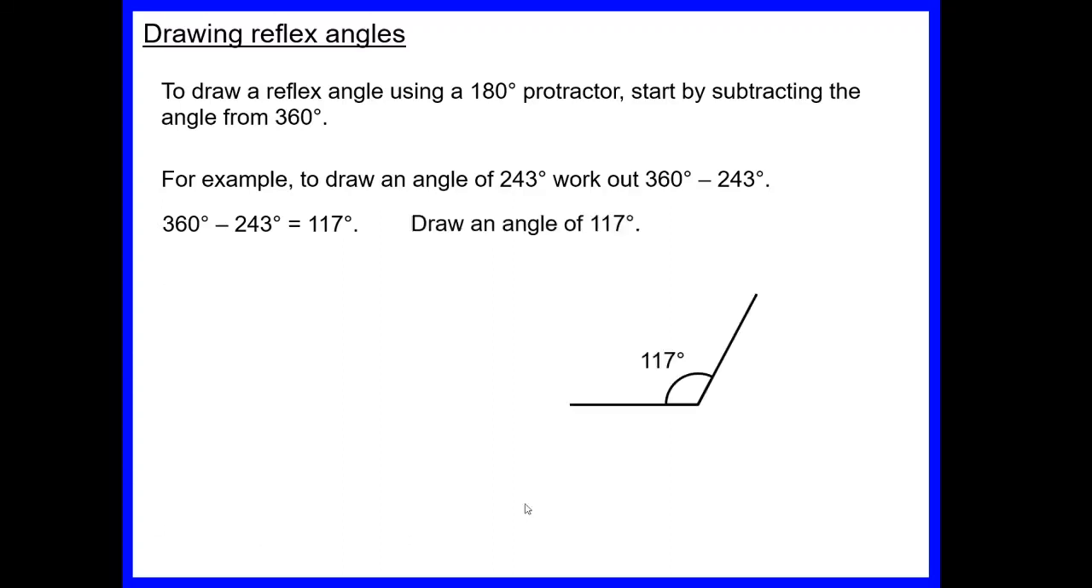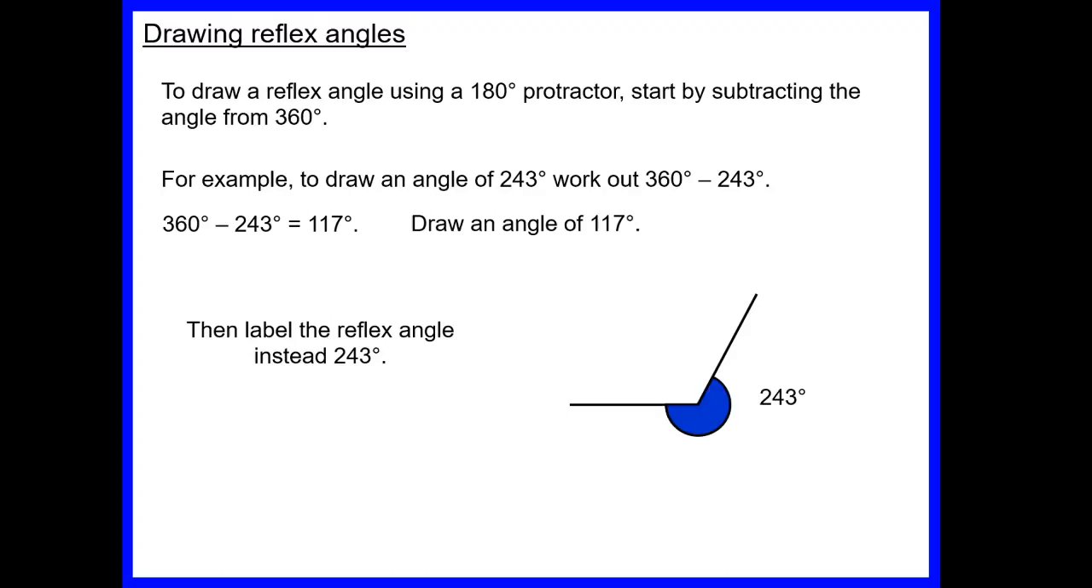So we had our baseline, we've measured our angle of 117, marked it and drawn the line. Now this time we don't actually want the angle of 117, we wanted the angle of 243, so rather than labelling the obtuse angle of 117, we're instead going to label the reflex angle around the outside of 243 degrees.